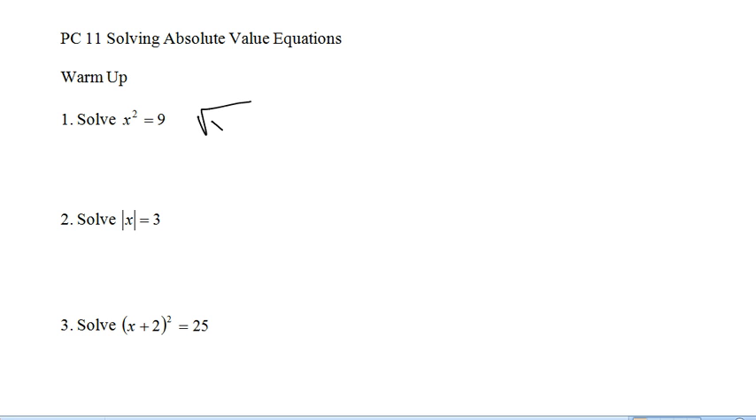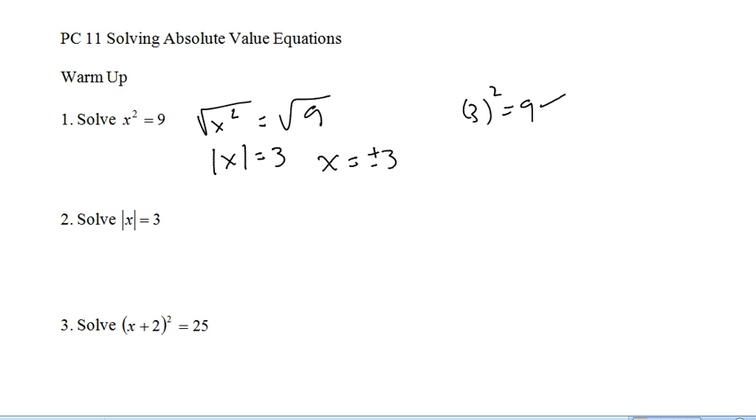So we'll square root both sides. The square root of x squared is the absolute value of x. That equals 3. And we've been working with absolute values long enough that we should be able to see that x can either be plus or minus 3 from that. And just quickly verify our solutions. 3 squared equals 9 is true, and negative 3 squared equals 9 is true.